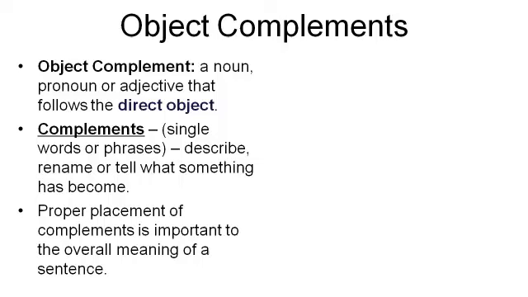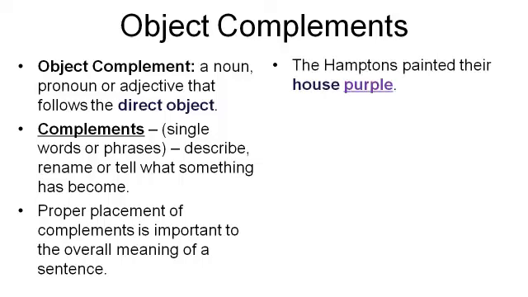So to recap, an object complement will be found right after the direct object. Remember, the direct object is the thing that receives the action of the verb. Okay, let's take a look at an example. The Hamptons painted their house purple.